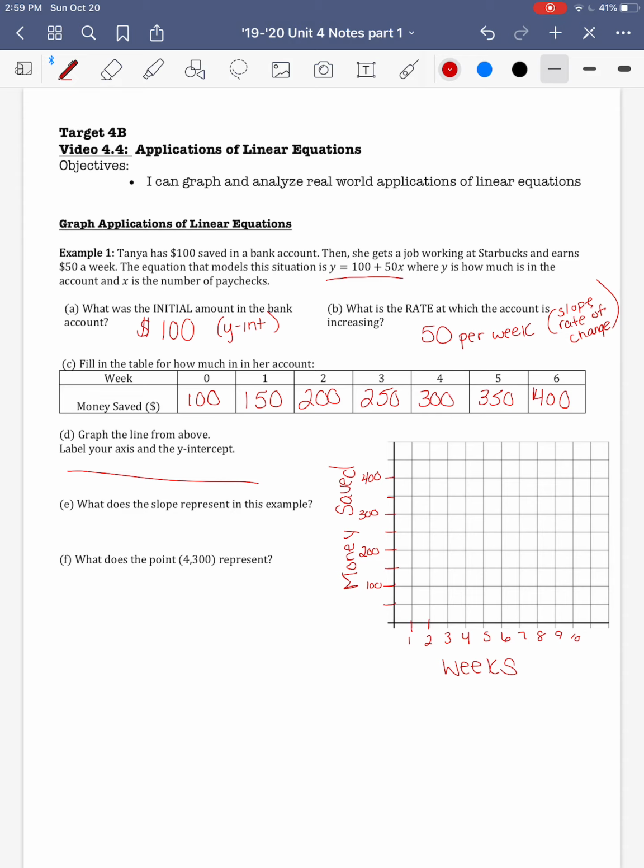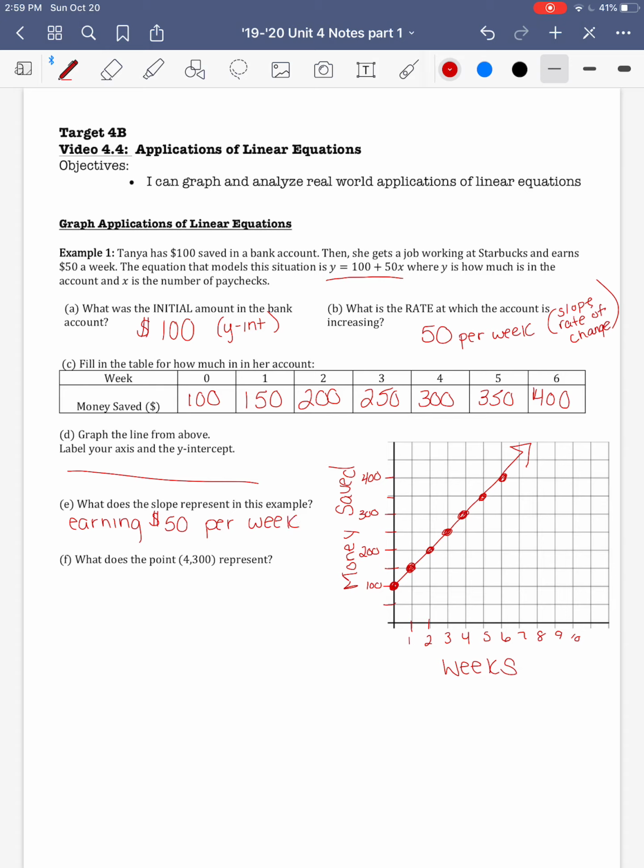So initially, I'm at 100, or the point (0, 100). Then I go to (1, 150), (2, 200), (3, 250), (4, 300), (5, 350), and (6, 400). Nice and straight. Okay, so what does the slope represent in this example? Well, my slope is how much we're earning: $50 per week.